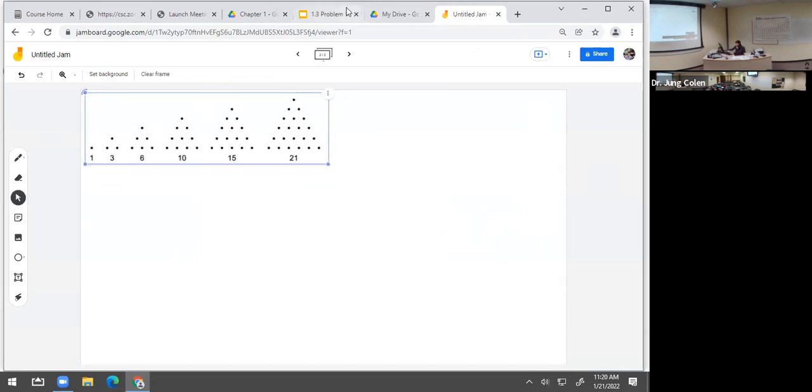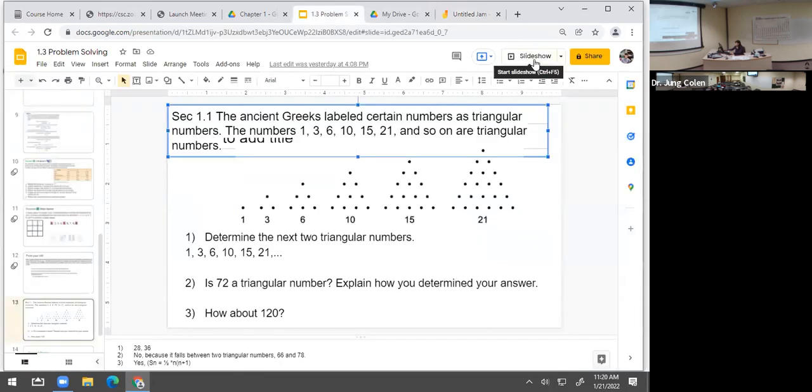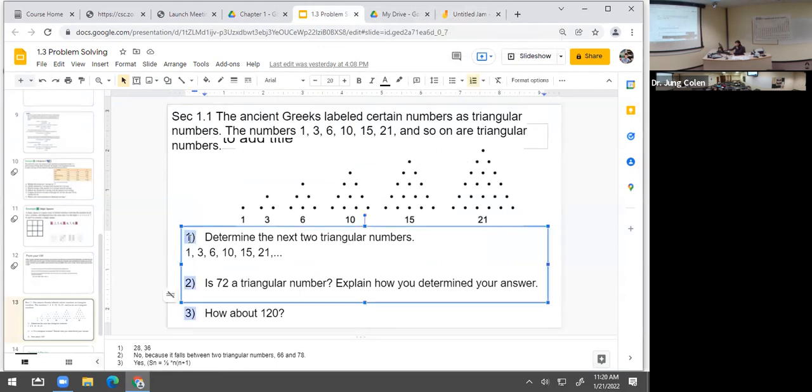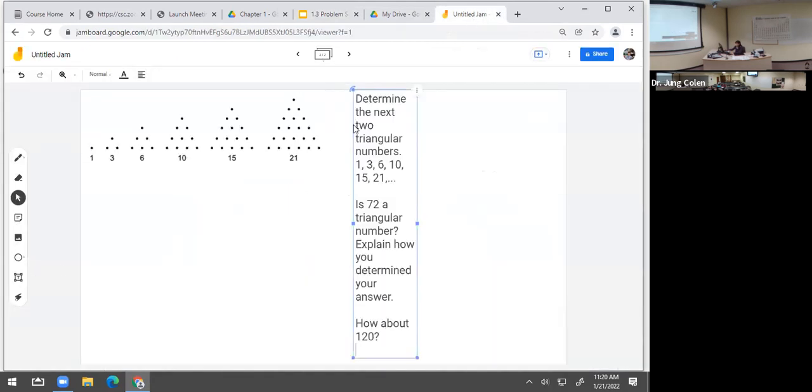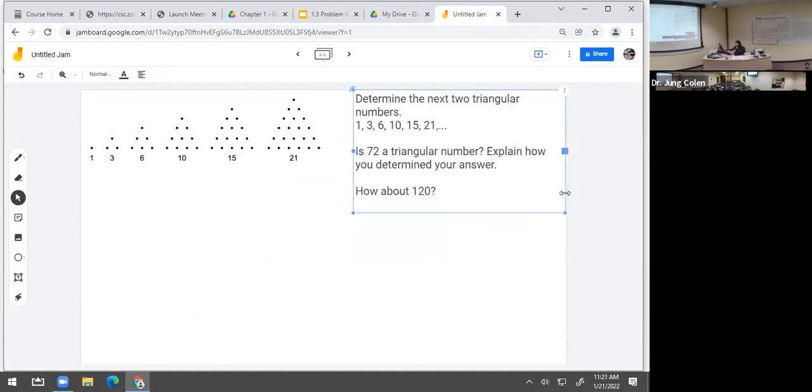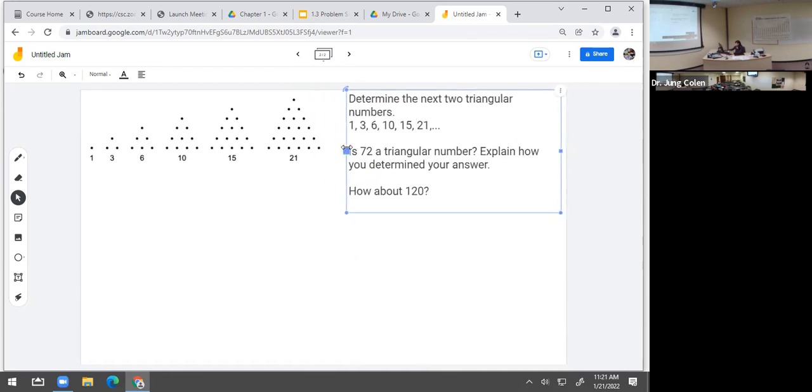That's weird. Anyways, it says the ancient Greeks labeled certain numbers as triangular numbers. The numbers 1, 3, 6, 10, 15, 21, and so on are triangular numbers. And I have some questions here. So you need to determine the next two triangular numbers.